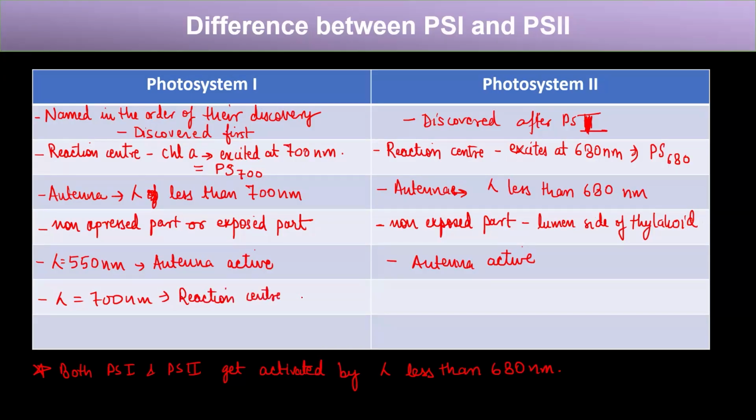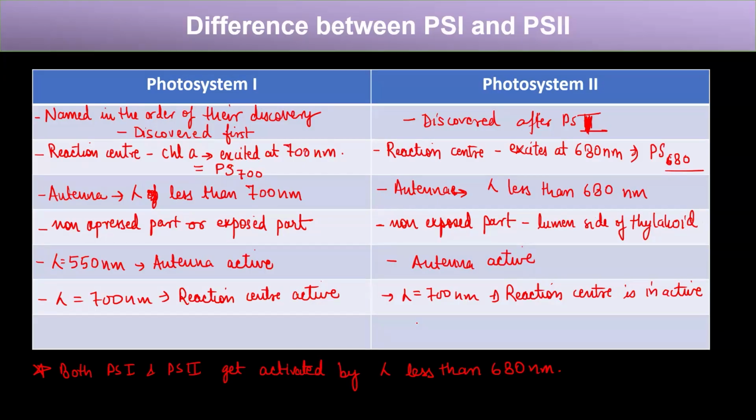Reaction center will be active, right? And here, in the same case, if a wavelength of 700 nm is given, because its maximum excitation can take place at 680 nm, now if you give light of wavelength 700 nm, its reaction center will not be active. So the reaction center is inactive, right?